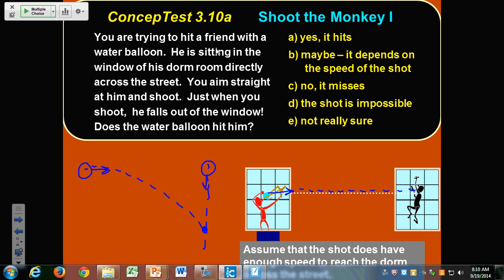But does it matter about the velocity? What will happen if I shoot my water balloon with a bigger rubber band and give it a larger velocity? It'll just hit him sooner. So it'll come out here and hit him right there. Or if I shoot it with a slower velocity, it'll hit him somewhere below where it hit before.